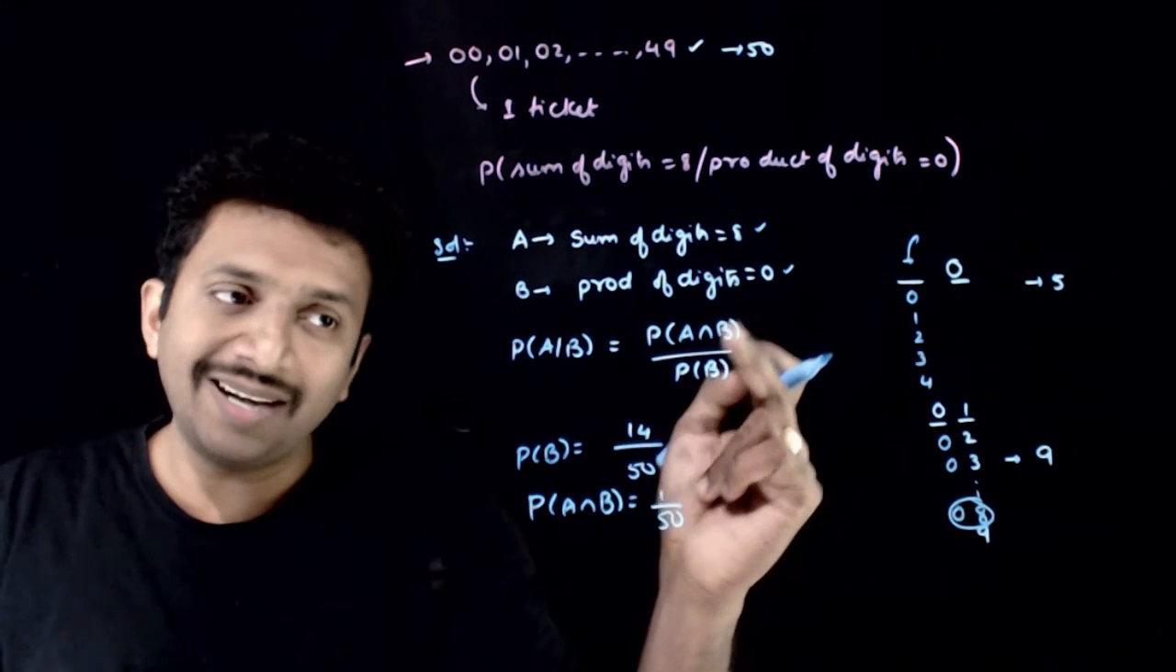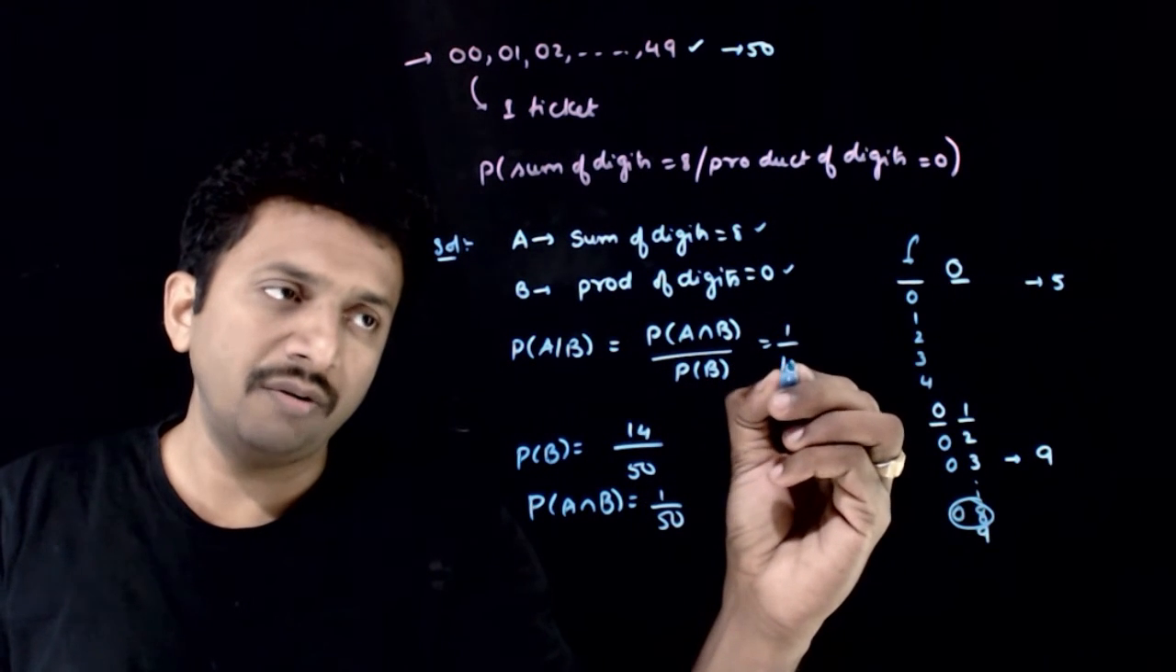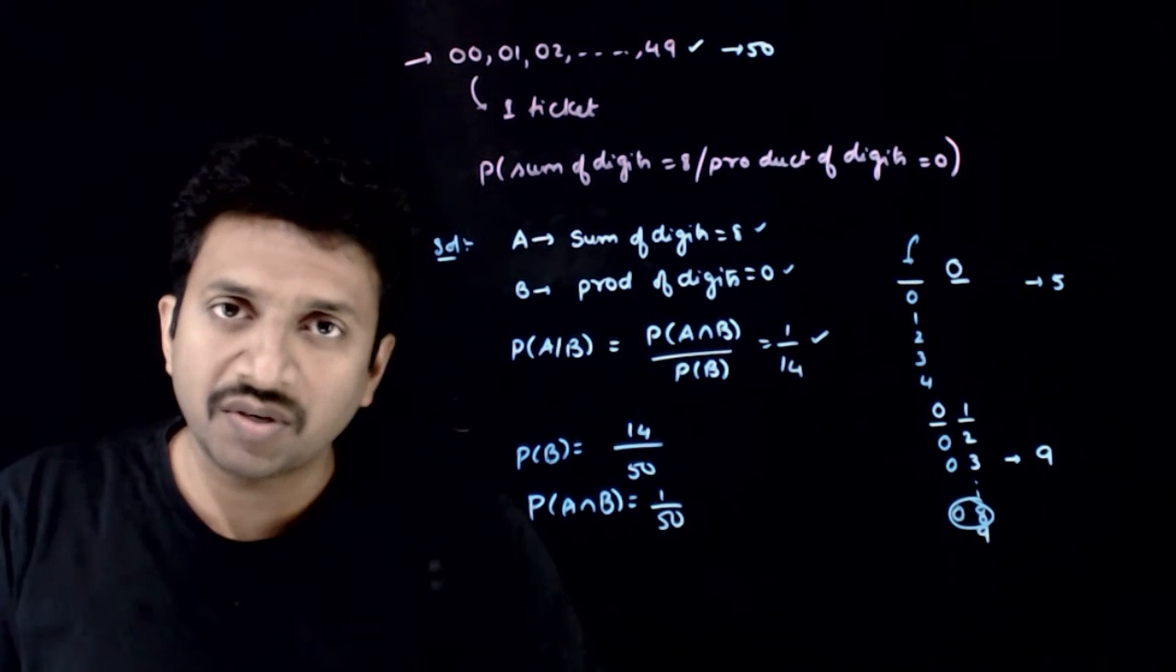So what is P of A intersection B by P of B? There is 1 out of 14. So this is the answer to this question. Thank you.